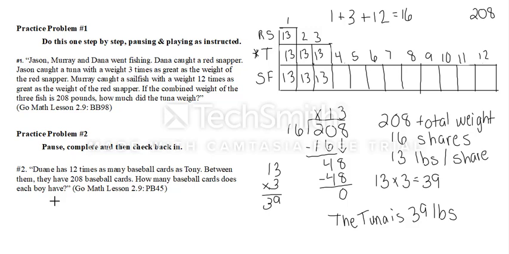I'm going to go through it one more time and get the gist and understand what's going on. Dwayne has 12 times as many baseball cards as Tony. So when I think about it, Dwayne has more cards. In fact, he has 12 times more cards than Tony. So I know Dwayne's going to have the larger amount. But between them both, they have 208 baseball cards. So I'm even imagining that they have 208 cards all together between them. Maybe they put their cards in the middle of the rug. How many baseball cards does each boy have? Go ahead and pause here, do the work, and then check back in.